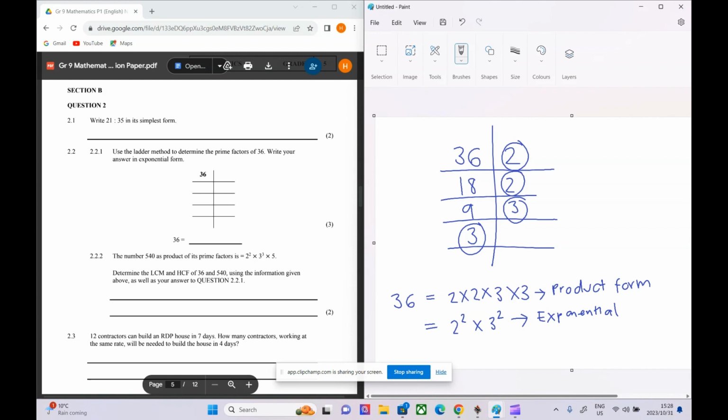Following on from that, we've got 2.2.2. So they give us the exponential form of 540. And then they want us to work out what is the lowest common multiple and what is the highest common factor of these two numbers. Okay, so let's get some space here.